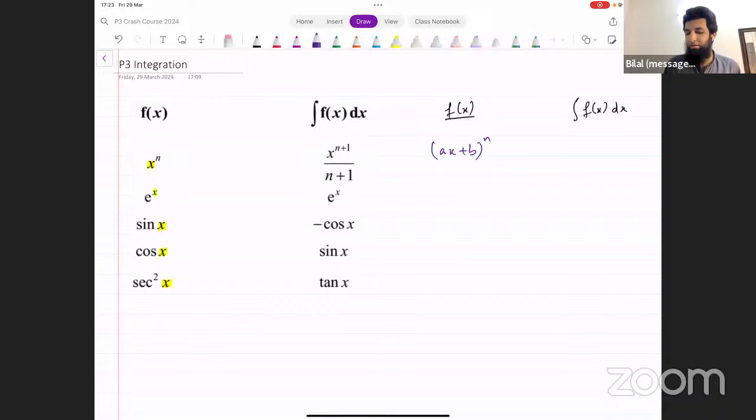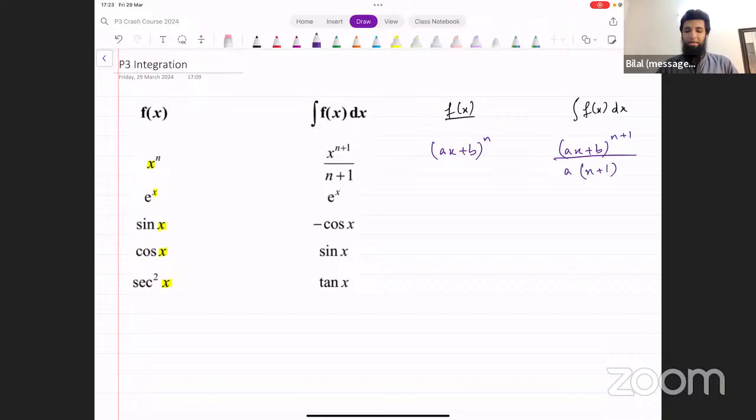What would be the integral for that? Integral of that would be ax plus b whole raised to power n plus 1. You add 1 to the power, divide that by that new power, and also divide by the derivative of what is inside the power, that's a, you divide by a. That's what the rule becomes. So it's the opposite of differentiation. Differentiation, we used to multiply with the derivative of what is inside. Here we divide by the derivative of that.